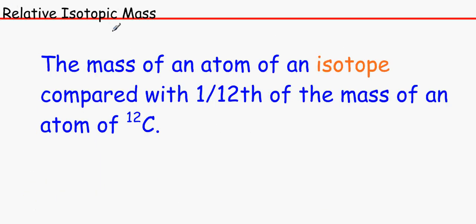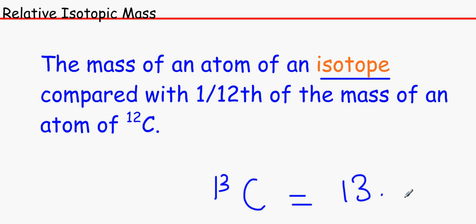The relative isotopic mass is the mass of an atom of an isotope compared to 1/12 of the mass of an atom of carbon-12. And all that means is that the mass of, like, carbon-13, say for example, means that the relative isotopic mass is also 13. That's all it means. This mass here of carbon is also the relative isotopic mass.